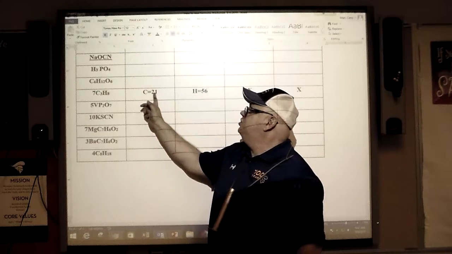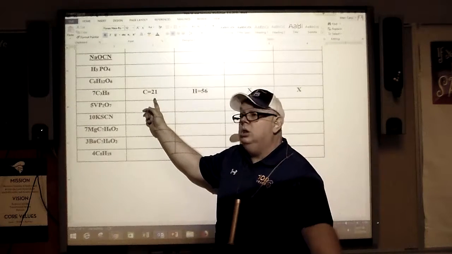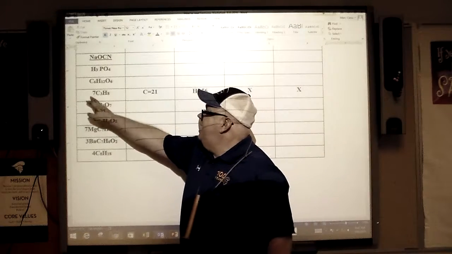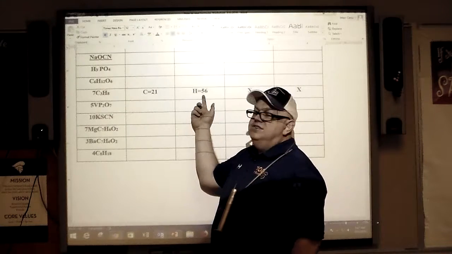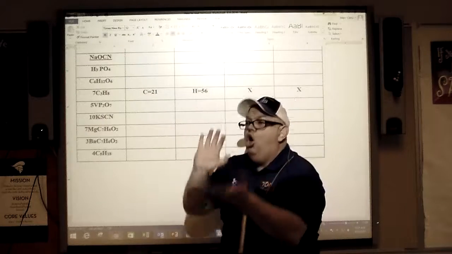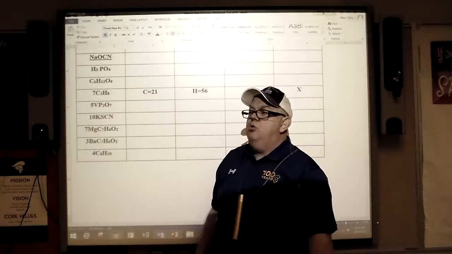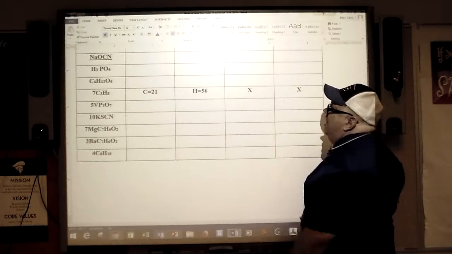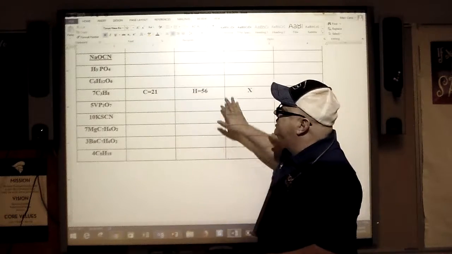7 times 3 gives us 21 carbon atoms total in our 7 propane molecules, and we have 7 times 8, 56 hydrogen atoms total in our 7 propane molecules, and we don't have any third or fourth elements in there. That's why I put the X in there.